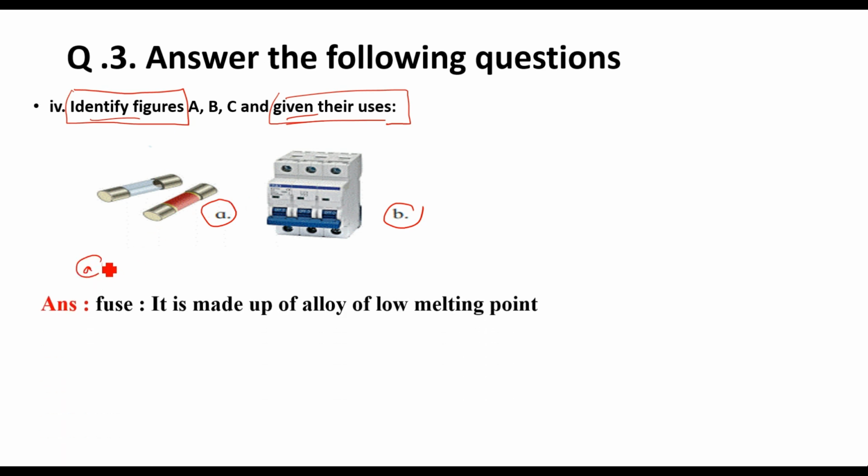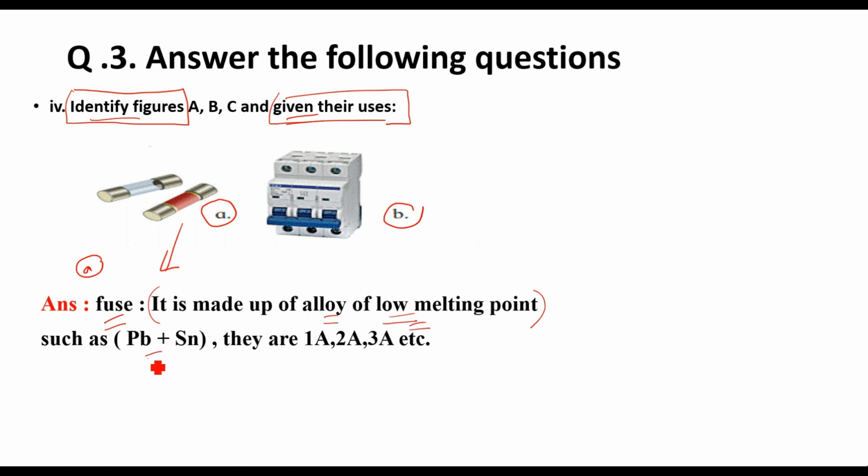So the answer for A is: this is a fuse. So my answer is over here, but I have written some extra things. What is a fuse? A fuse is made up of an alloy of low melting point. This is our extra information. And not only this, the fuse is made up of an alloy of Pb and Sn, and they are found in 1 ampere, 2 ampere, 3 ampere, etc. Though the question is asked about the fuse, I have written that it is an alloy, it has a low melting point, made up of which 2 elements and in which different varieties you are getting it.